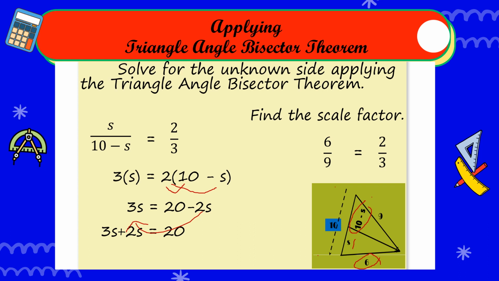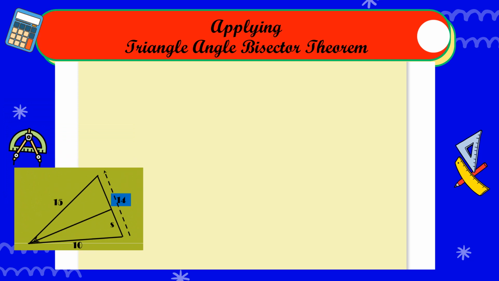And then after that, 3s plus 2s is 5s. And then of course, divide both by 5. Divide both sides of the equation by 5. So from here, we can cancel out 5. So what is left is s, and 20 divided by 5 is 4. So s is equal to 4. We still have another example.